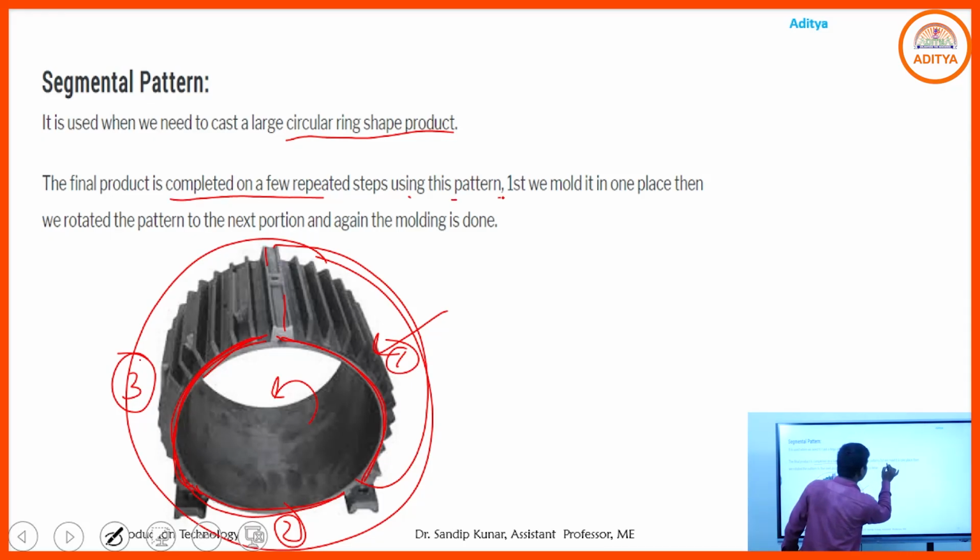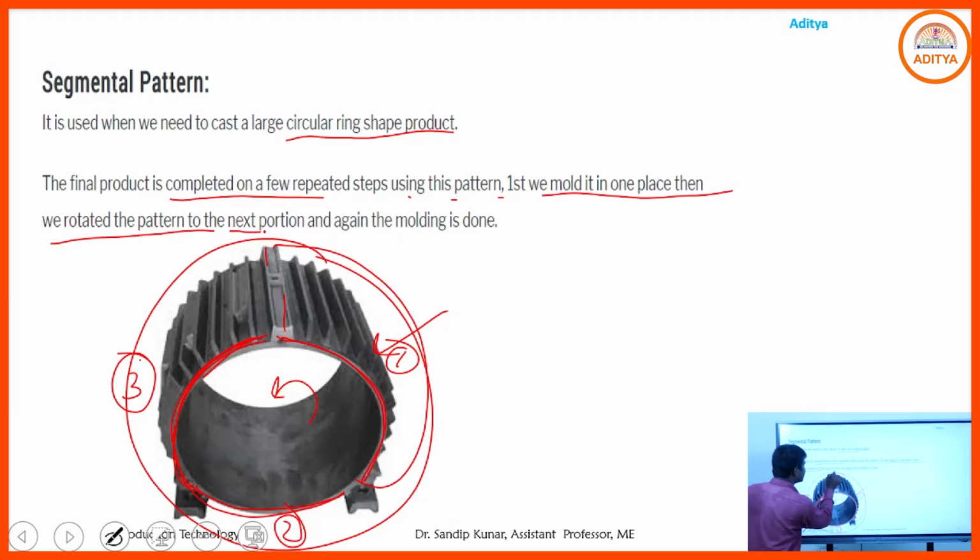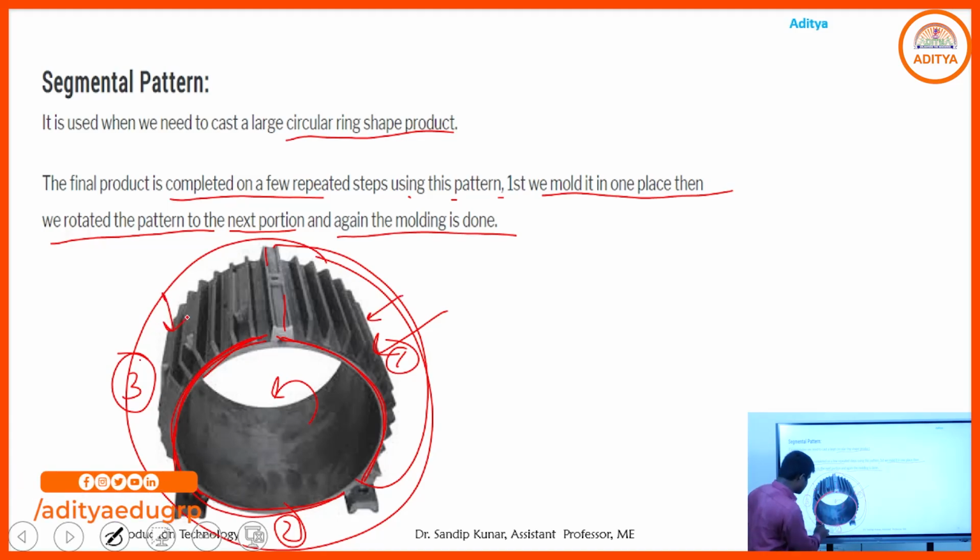So it is a repeated step using the pattern. First we mold one place, then we rotate the pattern to the next portion and the molding is done again. One part is produced, then the pattern is rotated and the same part is produced again, because all three parts are symmetrical. That's why we rotate the pattern. In this way it takes more time to produce that type of shape, but the total production cost is less in that case.